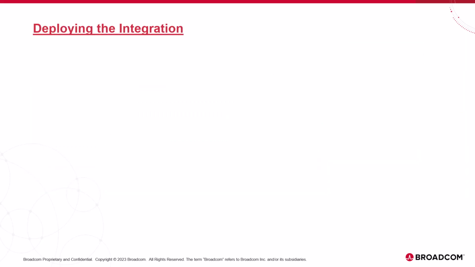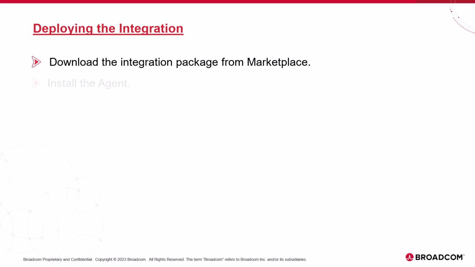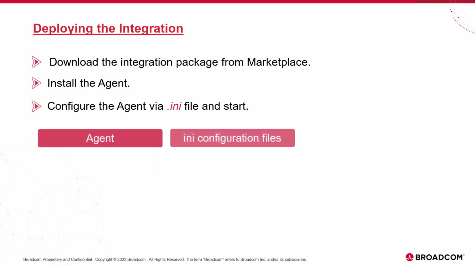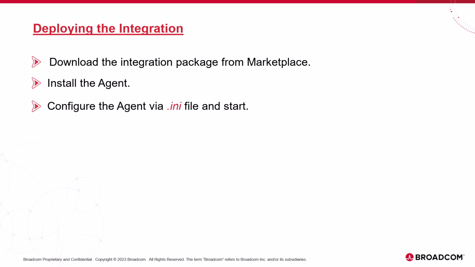The procedure to deploy the SAP BTP integration is as follows. First, we download the integration package from Marketplace. This package contains all the necessary elements. We unzip this package, which produces a directory containing the agent, the INI configuration files, and several other items, like the start command. We use the appropriate INI file for our specific platform.